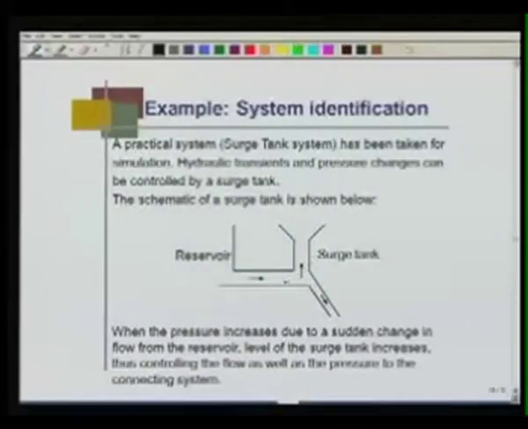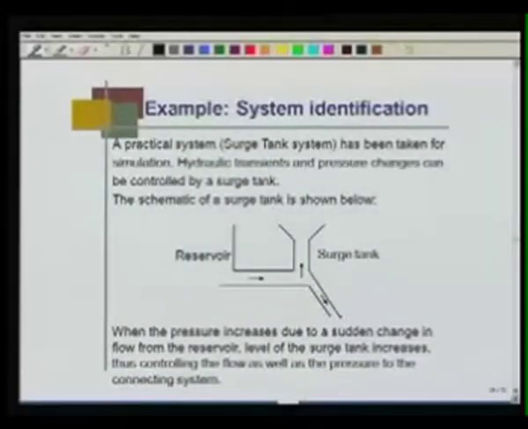So, what is a surge tank? A surge tank is normally used to control the hydraulic transient and pressure changes. Like for example, you see this is a big reservoir, and in this reservoir the water level sometimes increases suddenly or suddenly decreases, but this reservoir is connected particularly to, say, a hydropower plant.